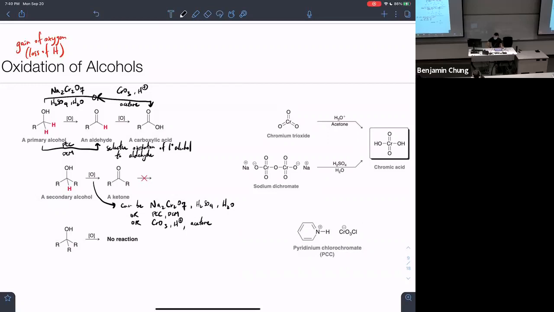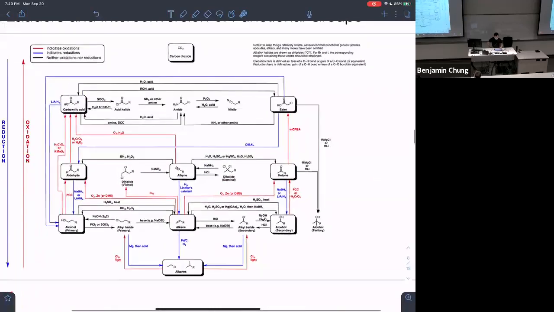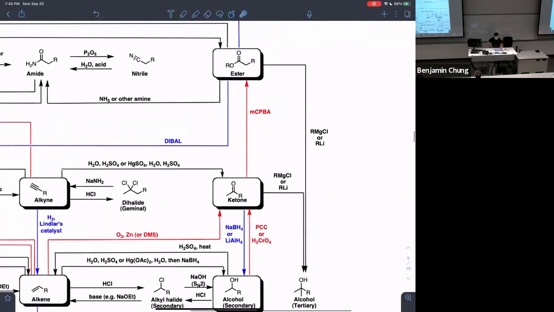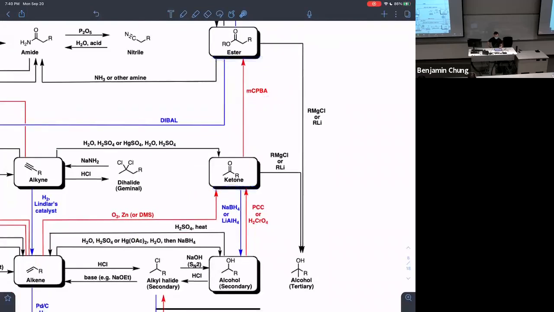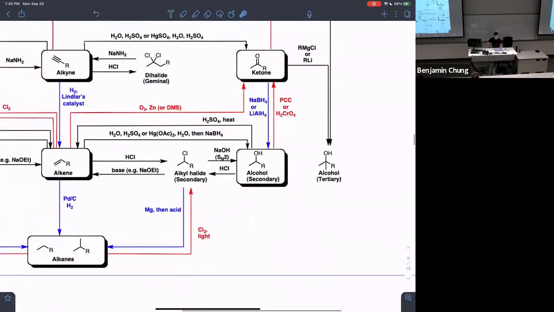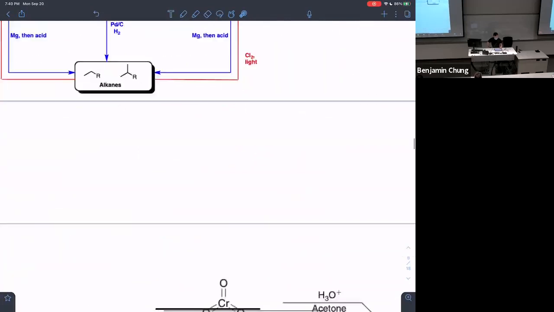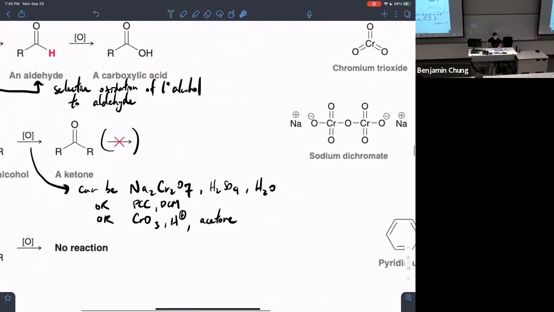I took this figure from the textbook, and they showed this oxidation is not possible, but it's not exactly true. As you can see in the previous oxidation ladder, you can oxidize a ketone to an ester by using MCPBA. That is called the Baeyer-Villiger oxidation. Have you guys learned that? Okay, then I won't expect you to know it. But I just wanted to point out that this is not exactly true.